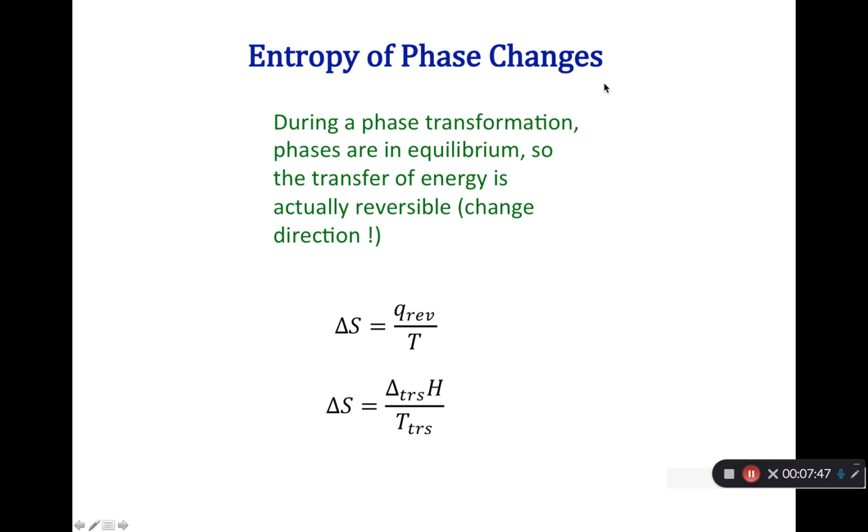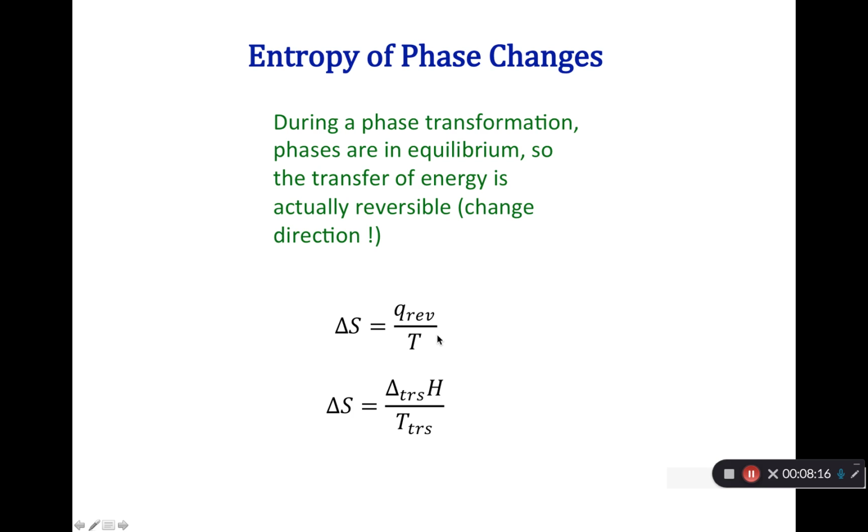Now, during a phase transformation, the phases are in equilibrium. For example, at 0 degrees centigrade, if ice is melting, and if you lower the temperature a little bit, liquid water gets converted to ice. If you increase the temperature by a little bit, the ice melts into water. So the two phases are in equilibrium and the transfer of energy is reversible. And therefore, dS is equal to dq reversible by T.